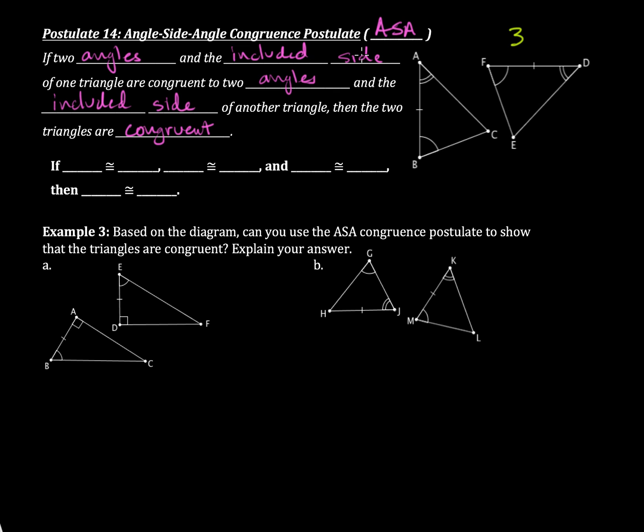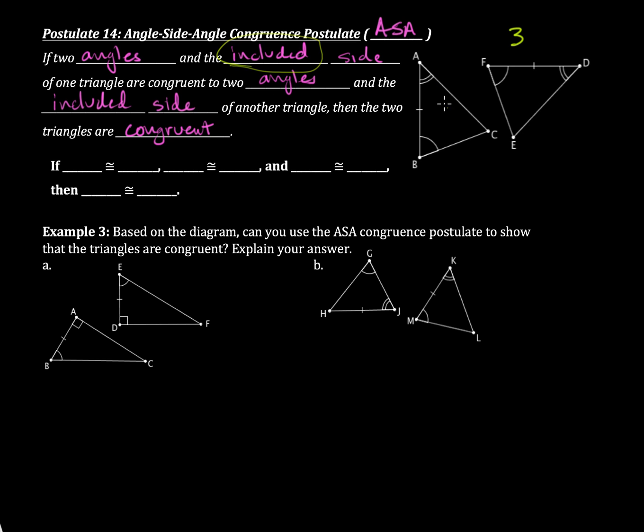shortcut. It's called angle side angle. And it says this: if two angles and the included side of one triangle are congruent to two angles and the included side of another triangle, then the two triangles are congruent. We see this word included again. And this time we're talking about an included side, not an included angle. So what do we mean by included side?